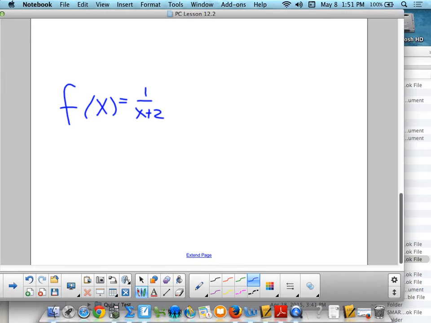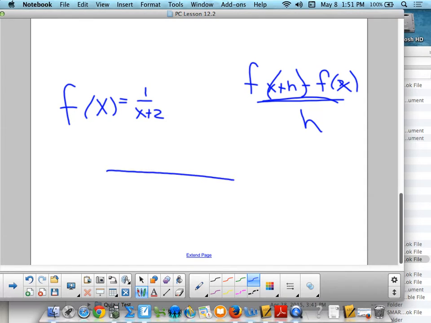Right? Yeah. And you're supposed to do the old this. Sorry. This. Oh, this is x plus h, yeah. So then you put this in, right? You get what? 1 over x plus h plus 2 minus.